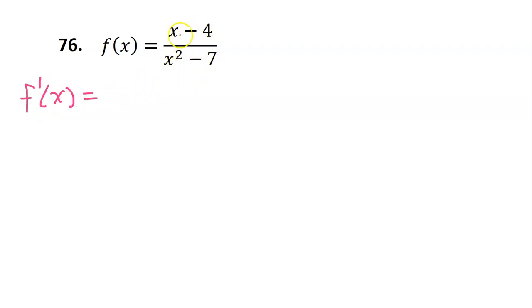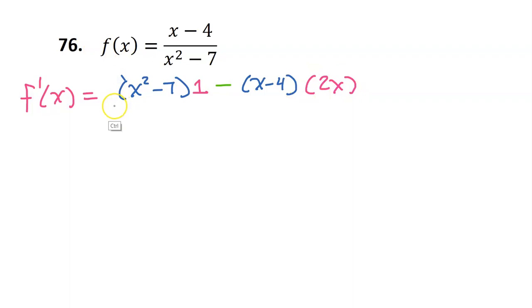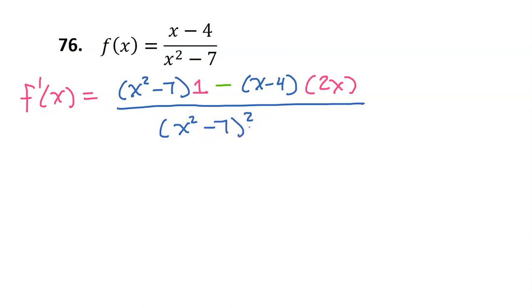Quotient rule, low d high. So the low is x squared minus 7. D high, the derivative of x minus 4, is just 1. Low d high less high d low. So here's high, and d low is going to be 2x. Draw the line, and down below, the bottom squared will go.